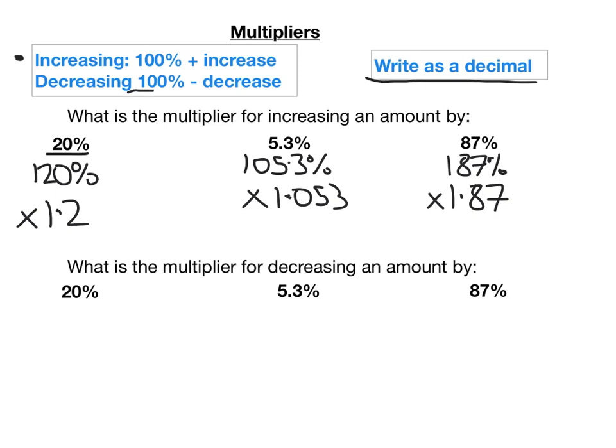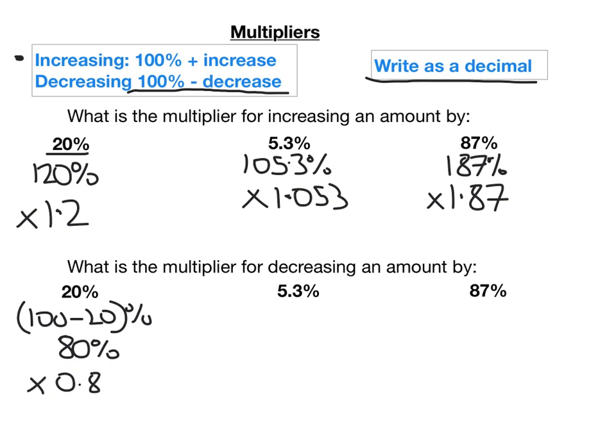Well, decreasing is 100% minus the decrease. So, for instance, first one, we're going to have 100 minus 20. It's going to be our percentage. Well, that would be 80%. And writing that as a decimal is 0.8. So we would times our original amount by 0.8.